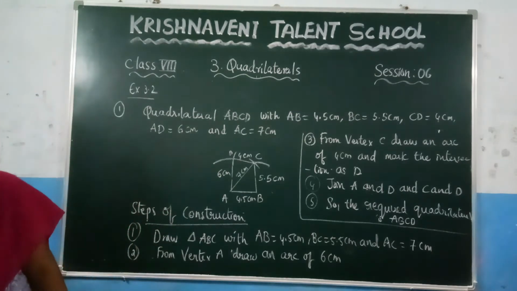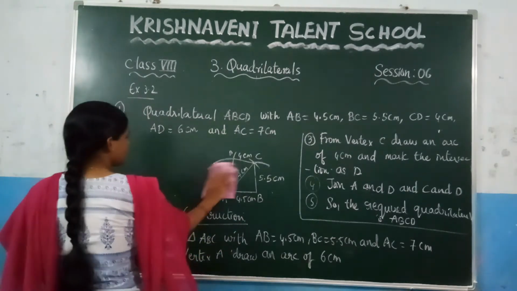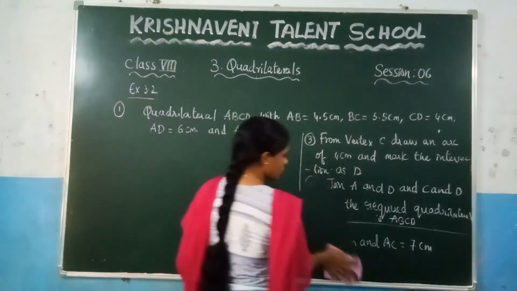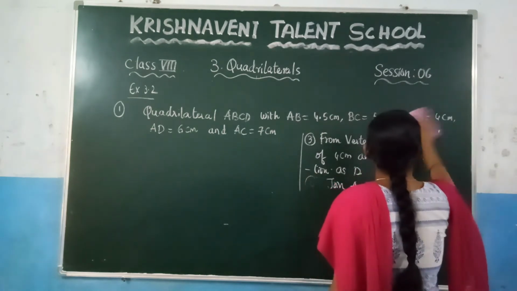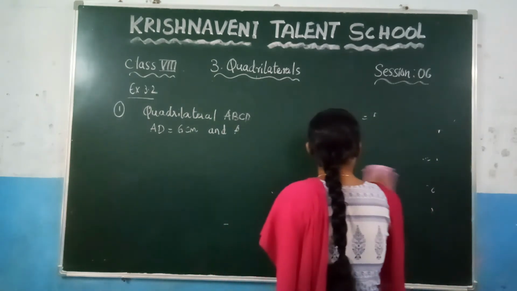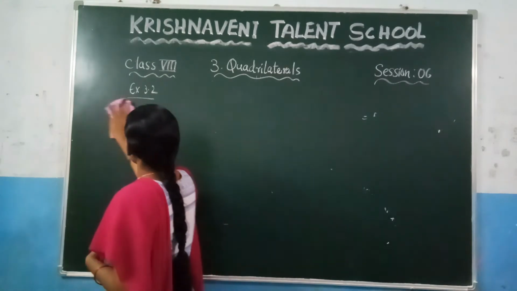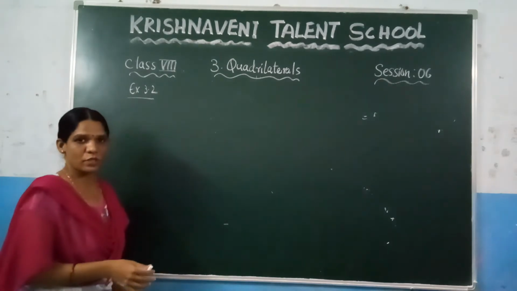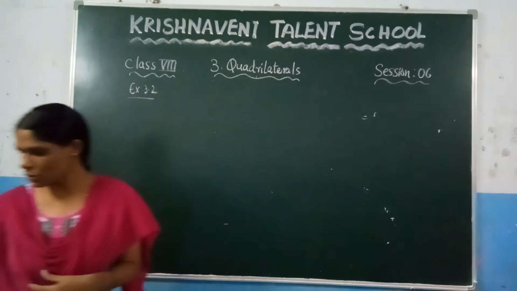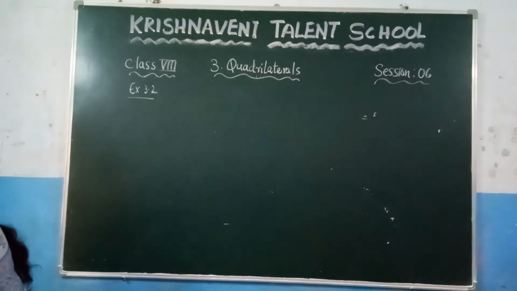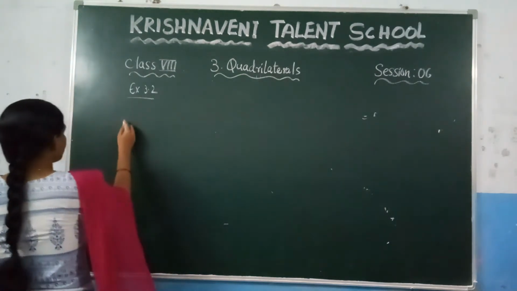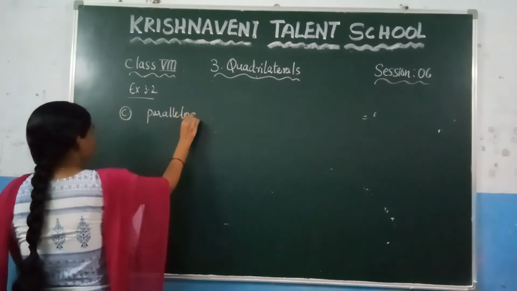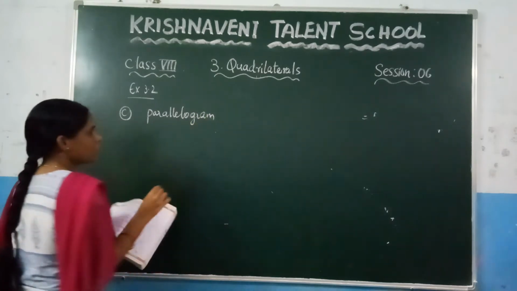Now see the next problem. In exercise 3.2, the second question, this one is similar to that of the first question. That one you can do it as a homework. Now see the next question, third question. Here you need to construct parallelogram. Here they have specified what we need to construct here, parallelogram.